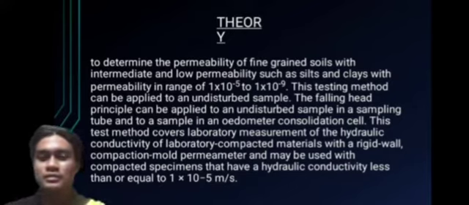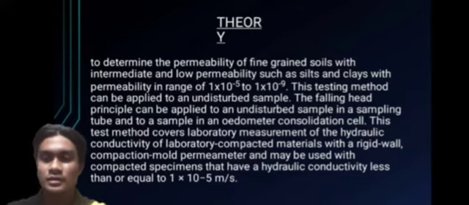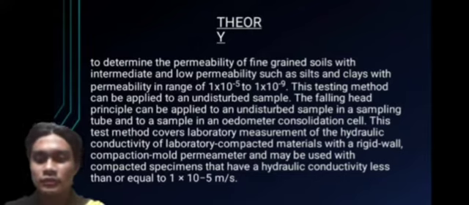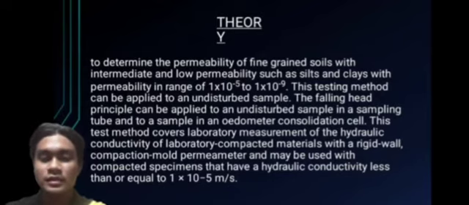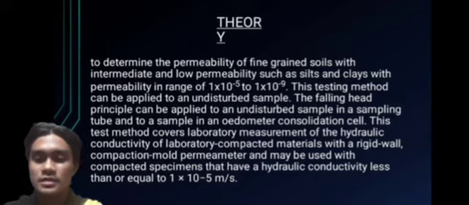Now I will present about theory and apparatus. Theory: to determine the permeability of fine-grained soils with intermediate and low permeability such as silts and clays, with permeability in the range of 1 times 10 to the power of negative 5 to 1 times 10 to the power of negative 9. This testing method can be applied to an undisturbed sample.